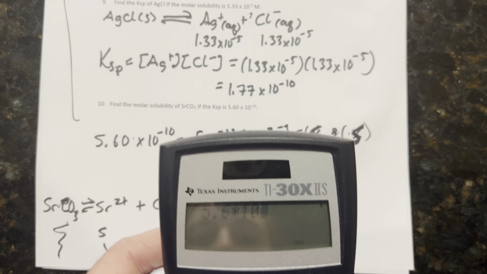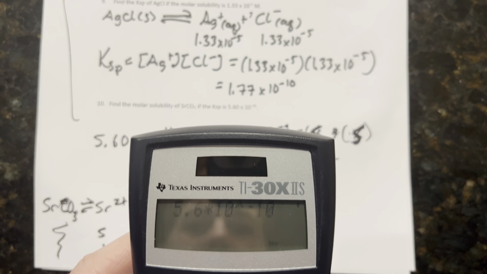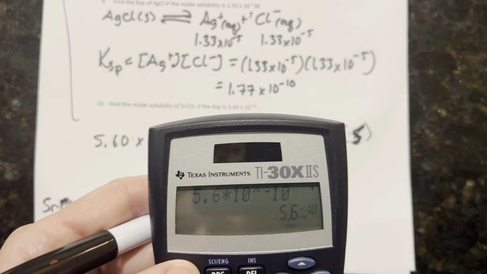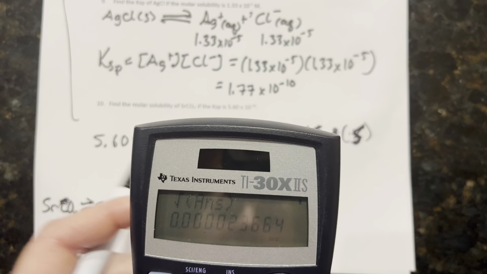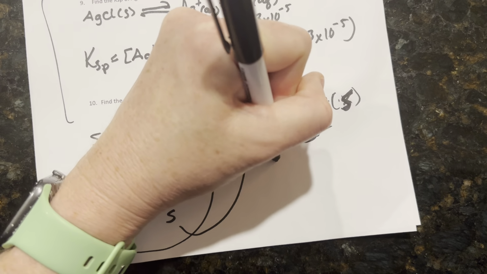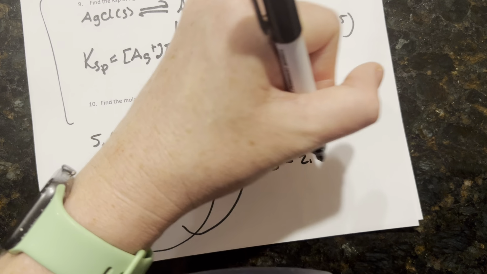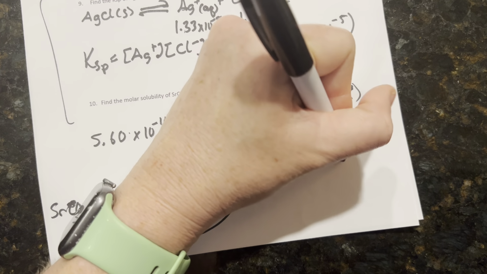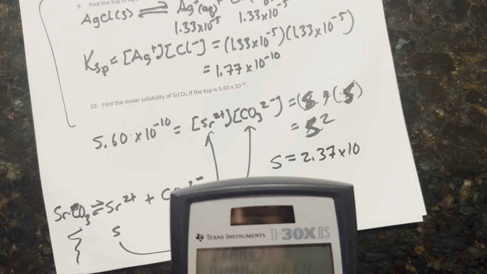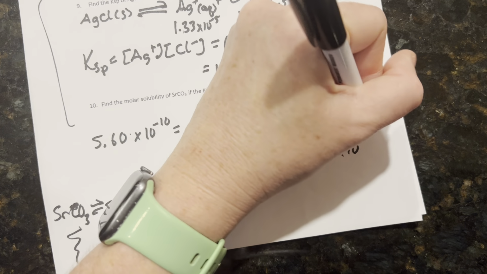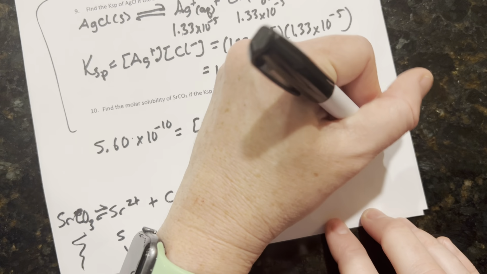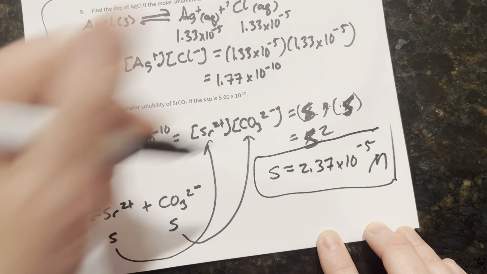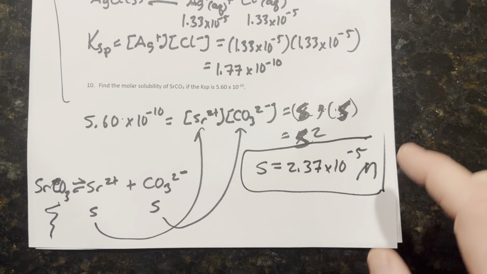And I'm almost done. 5.6 times 10 to the negative 10, and we want to take the square root of it. I get an answer of S is equal to 2.37 times 10 to the negative 5. That makes sense. I know that answer is right because 5 plus 5 equals 10. All right, cool beans. So that would be the molar solubility.